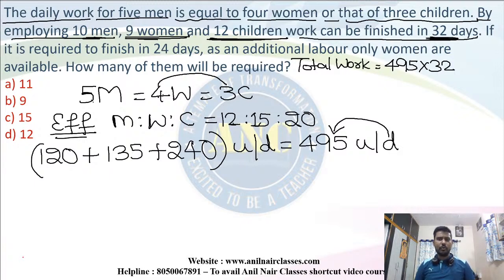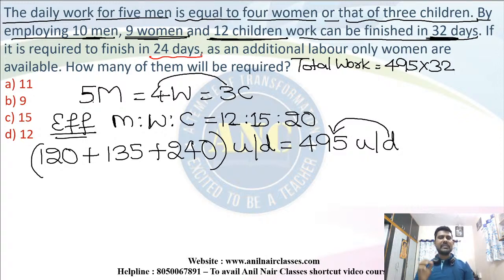I am such kind of a person who is thinking like this. If there are 10 men working, 9 women working and 12 children working, they are finishing the work in 32 days, yaar. But I cannot work for 32 days. I cannot wait for that many days. I want the work to be completed in 24 days itself. Let me appoint some people, no problem. Let me give the money for extra people.